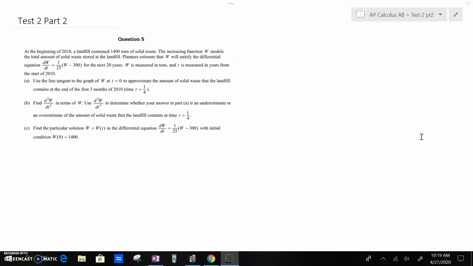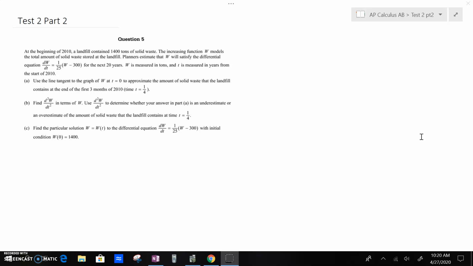So increasing function kind of feels like a throwaway line, but maybe we'll use it. Tough to know. Planners estimate that W will satisfy the differential equation. So they've got this differential equation modeling the rate of change for the next 20 years, so till 2030. W is measured in tons, and T is measured in years from the start of 2010. So again, not sure all of that information is actually going to come into play. They've given a few different things. But we'll see what it does.